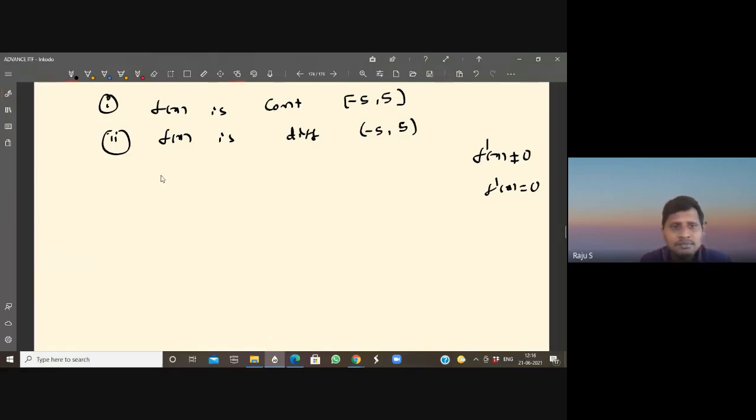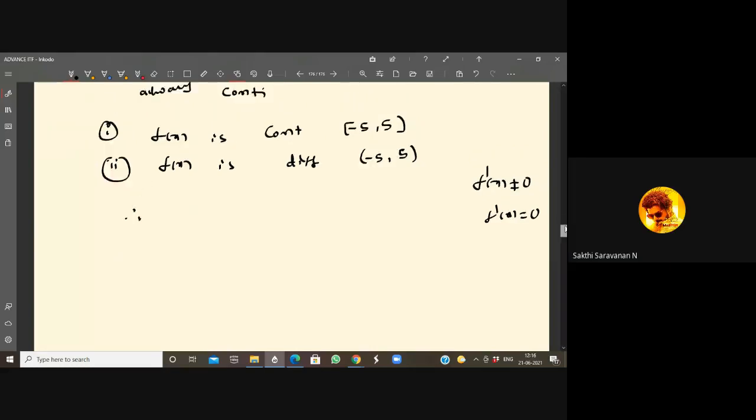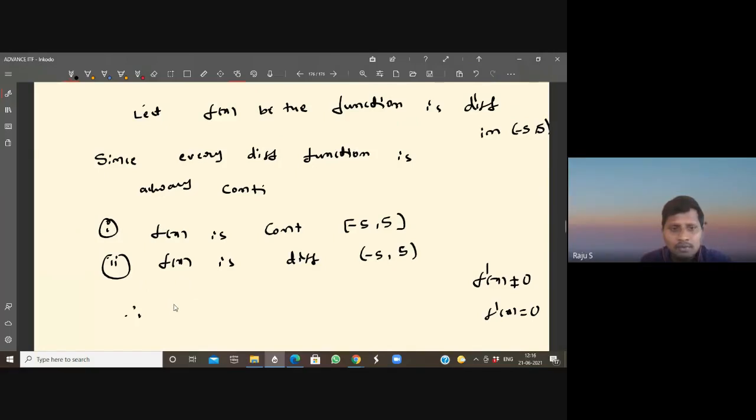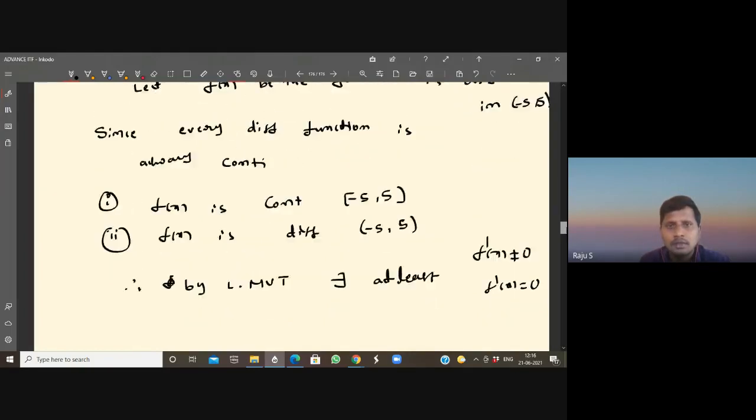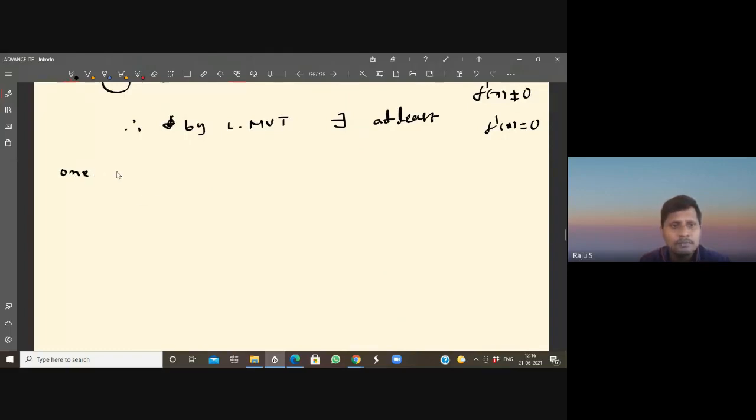Rolle's, yes, so you can see it. Therefore, by which theorem? By the mean value theorem, or Lagrange's mean value theorem. Students, what we can write is: there exists at least one point c in the open interval minus 5 comma 5 such that f dash of c should not equal 0.